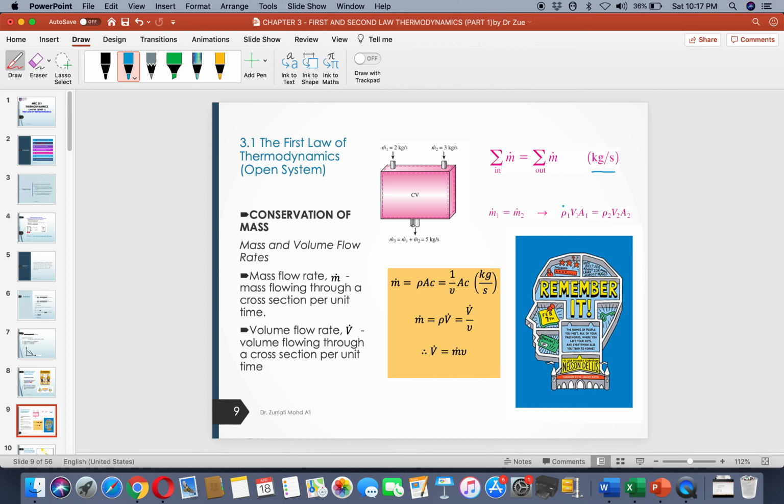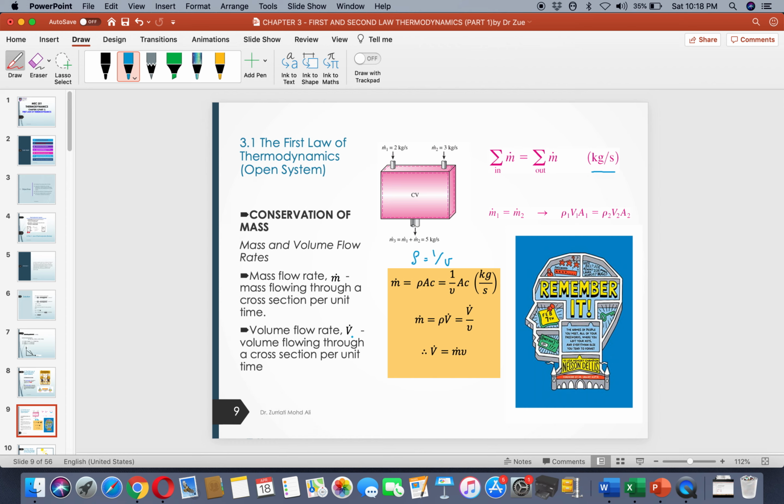Okay, but in thermodynamics, we are not interested in rho. So we always redefine rho as 1 over specific volume. So we replace rho with 1 over specific volume in this equation. Okay, so m dot is equal to rho A C, where A is area and C is velocity. So rho is 1 over specific volume, multiplied by area, multiplied by velocity. Then we will get the unit as kilogram per second.